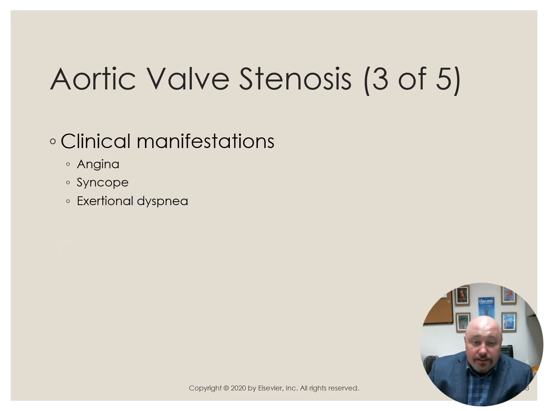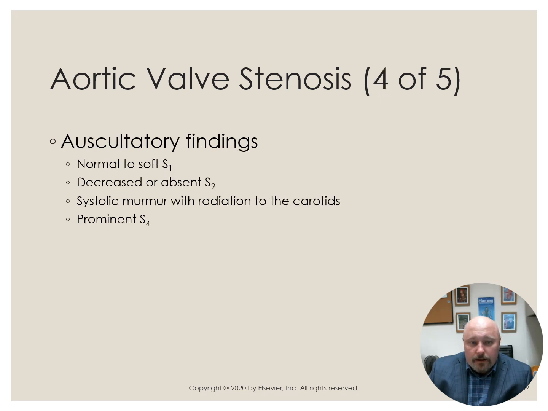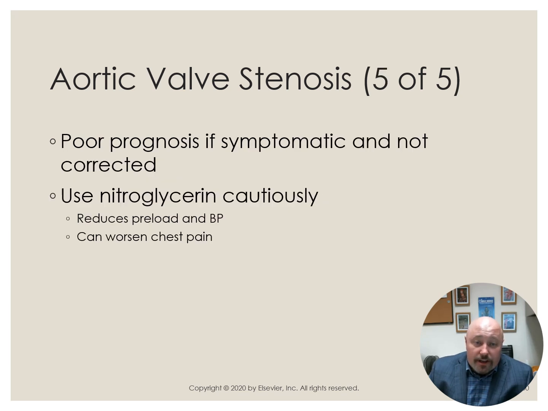Clinical manifestations include angina, syncope, and exertional dyspnea. Auscultatory findings include a normal to soft S1, decreased or absent S2, systolic murmur with radiation to the carotids, and a prominent S4. Unfortunately, aortic valve stenosis has a poor prognosis if symptomatic and not corrected. Use nitroglycerin cautiously, as it reduces the preload and blood pressure and can actually worsen chest pain.